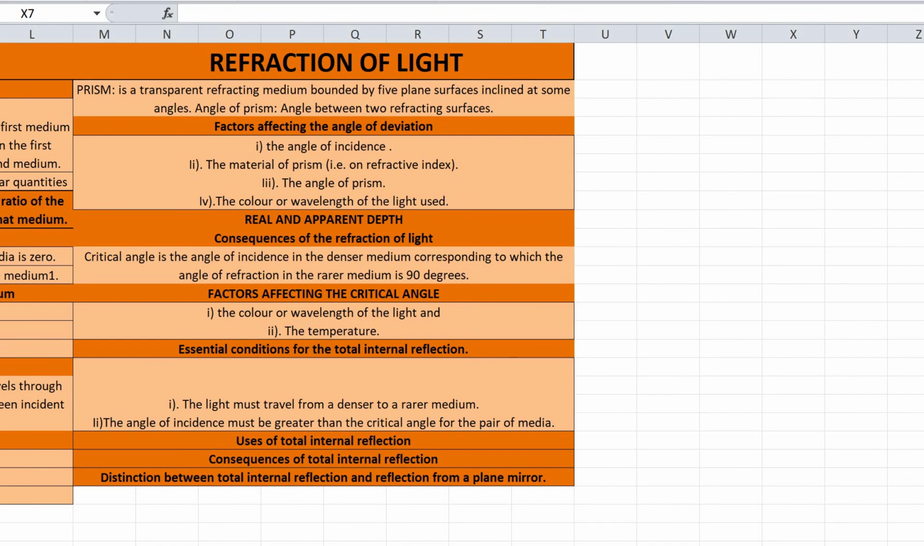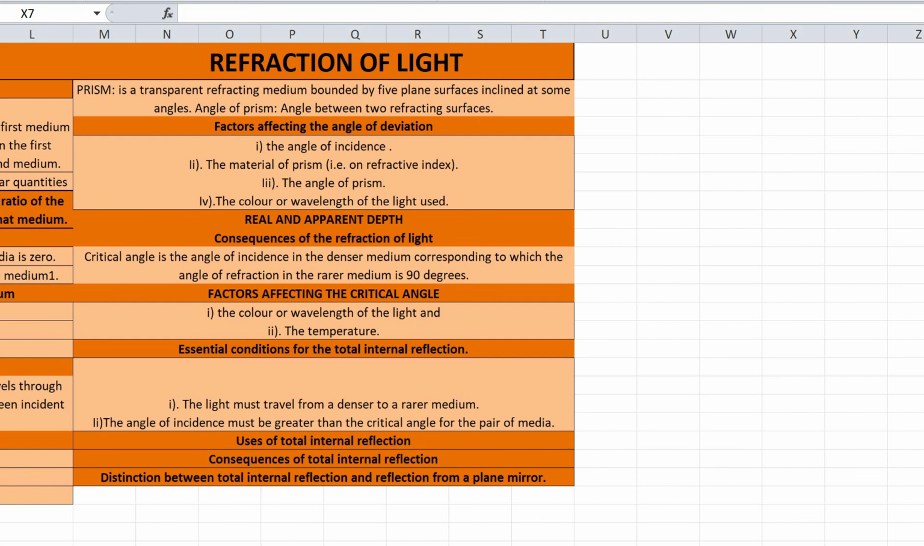Now we will see the distinction between total internal reflection and reflection from a plane mirror. Total internal reflection takes place only when the light passes from a denser medium to a rarer medium at an angle of incidence greater than the critical angle for that pair of media. Next, reflection from a plane mirror takes place when light is incident on a plane mirror from any medium at any angle of incidence.